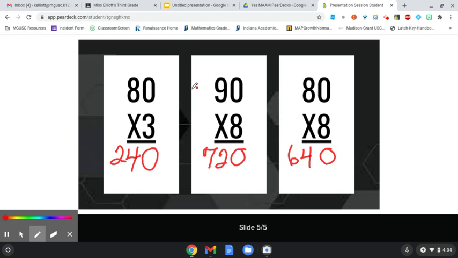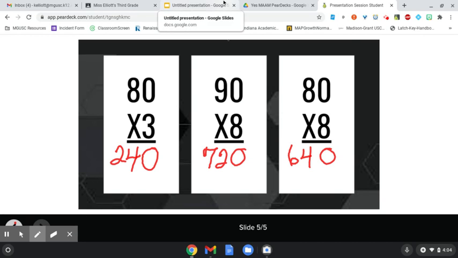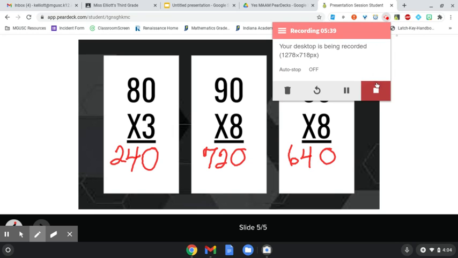Okay, fantastic job, ladies and gentlemen. This is your lesson for today. Go ahead and complete your independent work for this lesson, and then be prepared for your review tomorrow and a test. So, fantastic job.